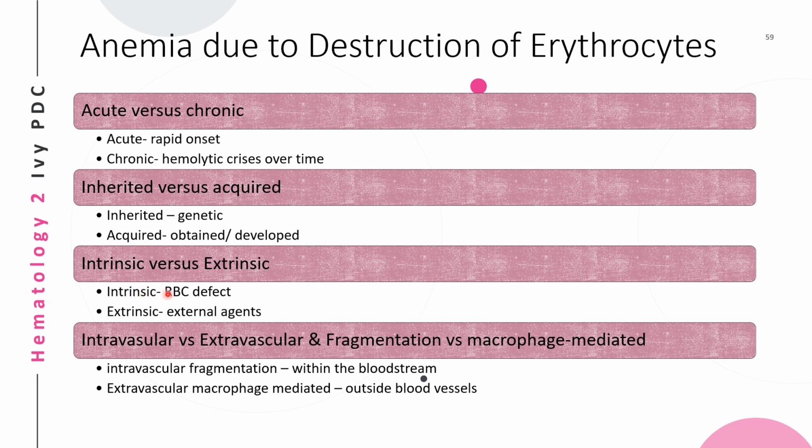Intrinsic is caused by a defect in the red blood cells themselves and results when one or more of the genes that control red blood cell production do not function properly, and this is often inherited. So intrinsic means an RBC defect of its own. Extrinsic is caused by the action of external agents, and when we say external agents, these are conditions that arise from outside the red blood cell.